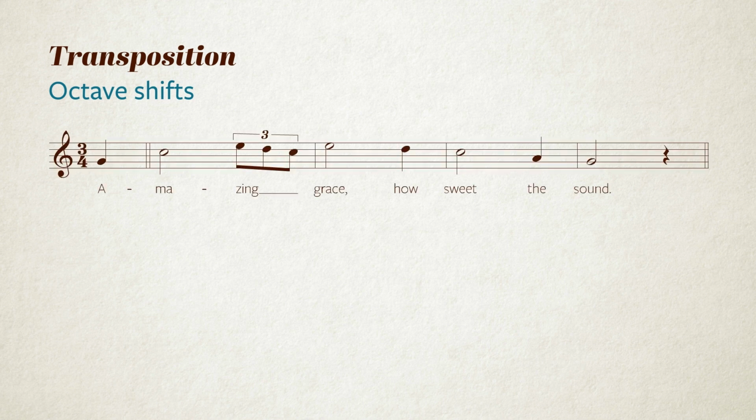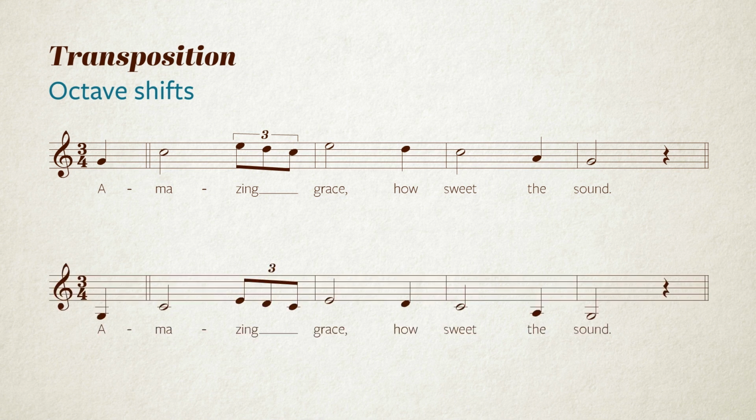Often, though, you'll want to move the music to a different key altogether. This could be for various reasons, but the basic process is always the same. Here's a real-world example, and this is me trying to sing Amazing Grace in the key of C. Amazing, that's too high. Okay, well, the first thing to try, perhaps, is to put it down an octave.